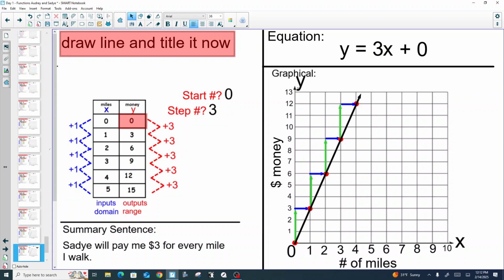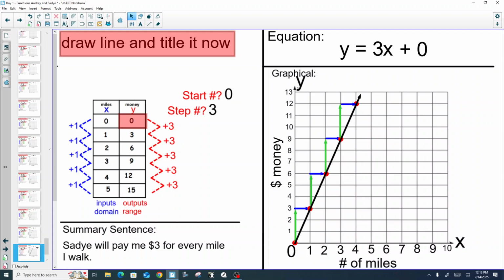So can you draw a straight line through and put an arrow at the end of that line? That way it shows that this relationship could keep going if we had more room on the graph, right? How come we don't go below 0? I can't think of a scenario where I'm going to have to pay Sadie. Sadie pays me, correct? So that's why.